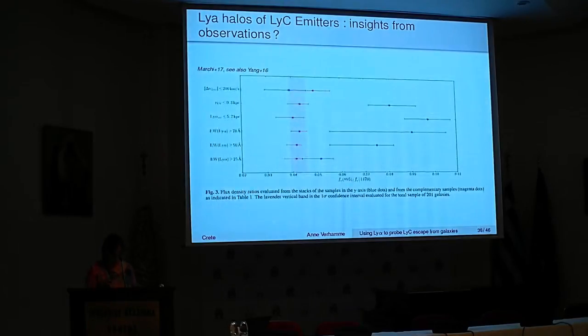UV center. Another way to test that is the work from Francesca Marchi on the VOODS data, where she stacked flux ratios between the ionizing continuum and the UV non-ionizing for different stacks depending on their Lyman alpha properties. And the main difference that they get is when they stack for the spatial extent. So the most compact sources have the highest excess in ionizing radiation compared to the extended sources.